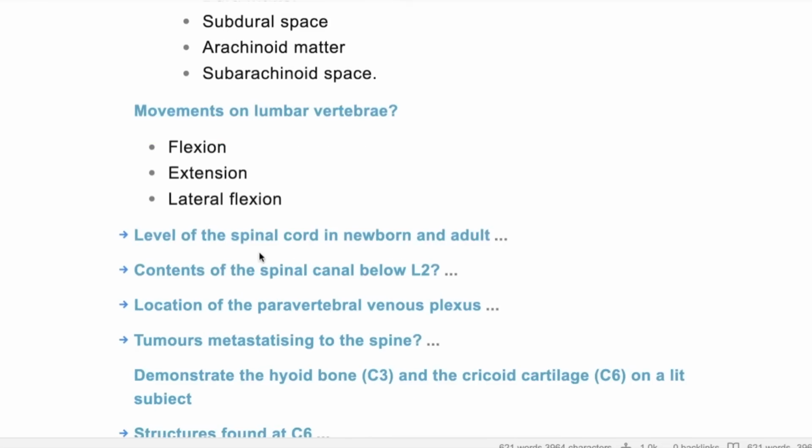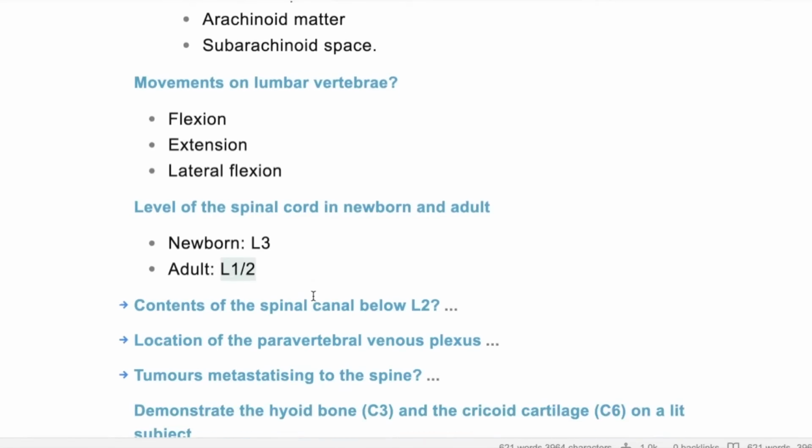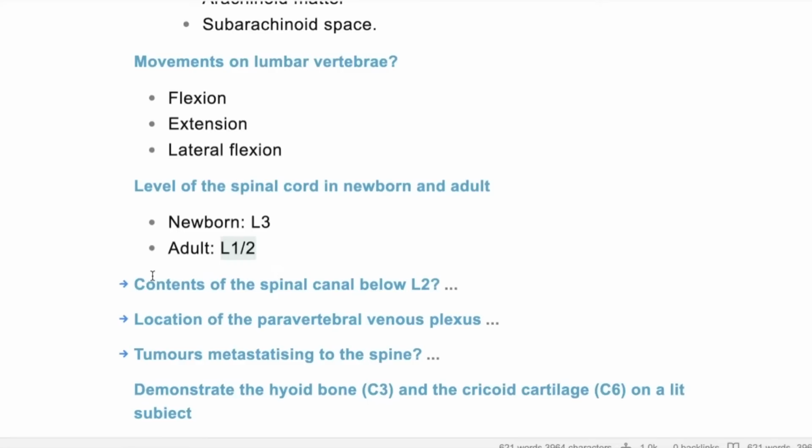Okay, well done. Can you tell me the levels of the spinal cord in a newborn and an adult? In newborn, the spinal cord ends at L3 level, and in adults, it ends at L1, L2 level. Okay, well done. So obviously in a newborn, it will be slightly longer, so it ends at L3. But in an adult, as you grow up, the vertebral column grows taller, so it will be at L1, L2.